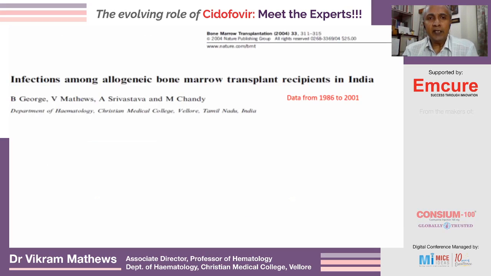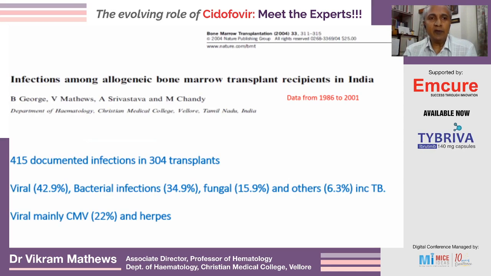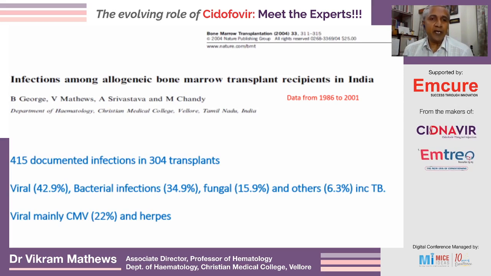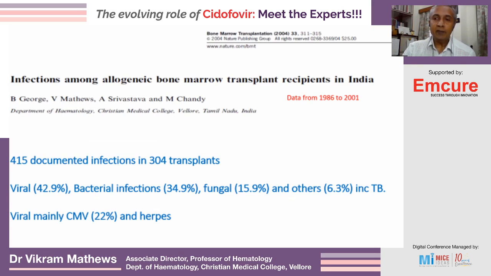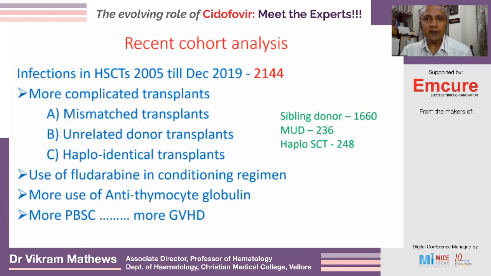If you look at our data in the pre-haplo, pre-MUD era up to 2001, this is data we published on 304 transplants, and that was the breakup of viral, bacterial, and fungal infections. Surprisingly, tuberculosis is fairly low, and viral infection, mainly CMV, was seen in about 22% of patients in that series. Again, this is a series of patients where there were practically all matched sibling donor transplants.